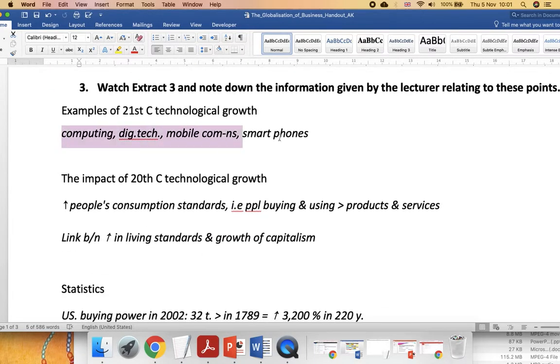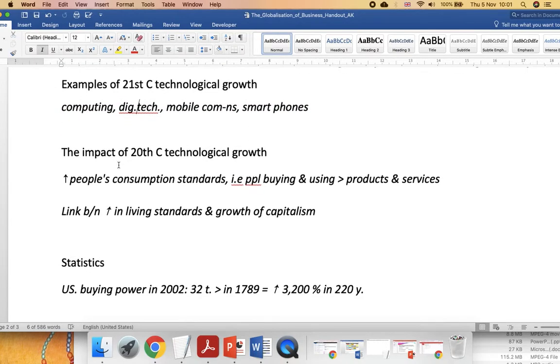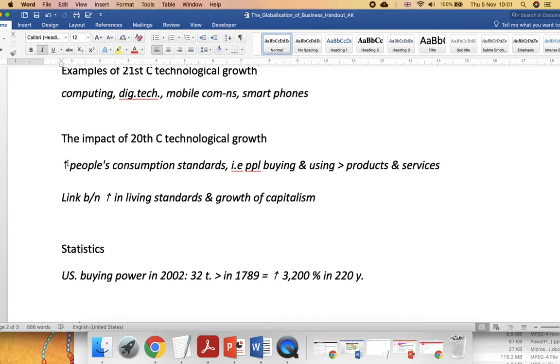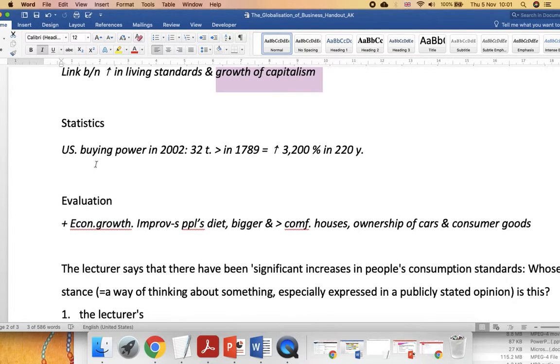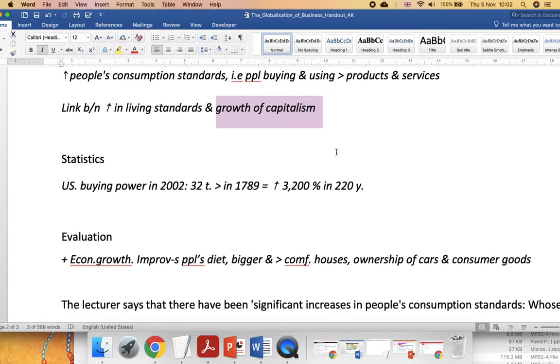So examples here: computing, digital technology, mobile communication, smartphones. What's the impact? That there was an increase in people's consumption standards, that is, people buying and using more products and services. And there is a clear link between the increase in living standards and growth of capitalism. The statistics: in 2002, American buying power was 30 times higher or more than in 1789. That is a 3,200% increase in the last 220 years.